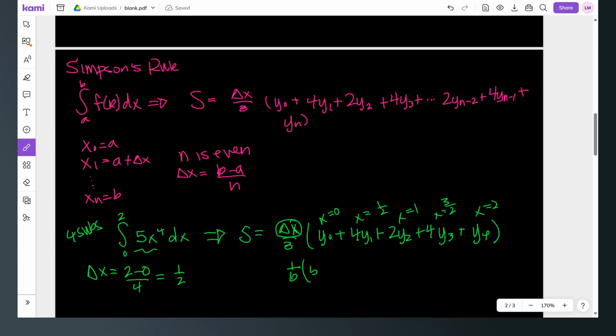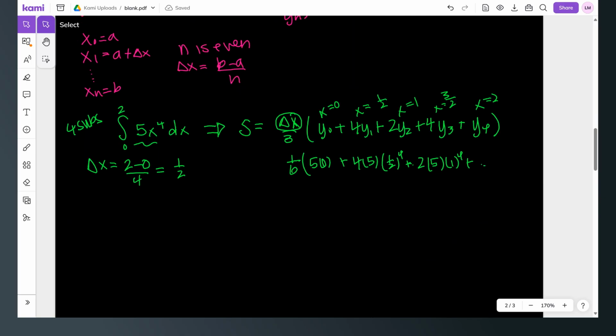So I have 5 times 0 plus 4 times 5 times 1/2 to the 4th plus 2 times 5 times 1 to the 4th plus, and you can see how that continues on, and then throw it in your calculator, or just simplify it from there if you want to leave it as fractions.